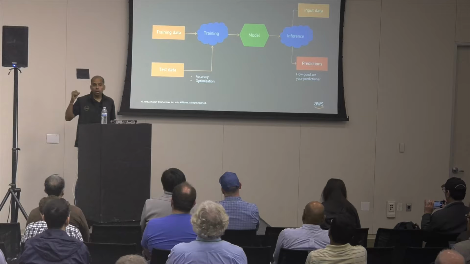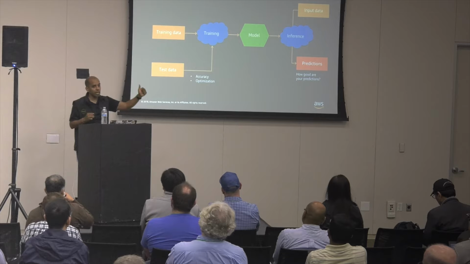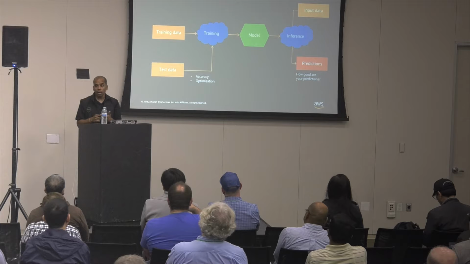You may be surprised: typically 60 to 80% of the time in machine learning is spent on getting the right training data. How do you make sure the training data is accurate? How do you make sure it is classified and tagged properly, so that when I put this model into production, it works?